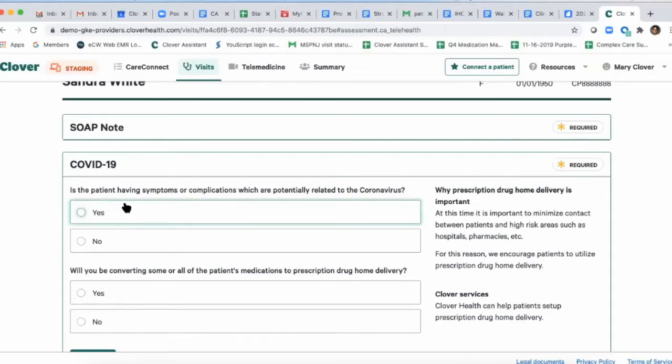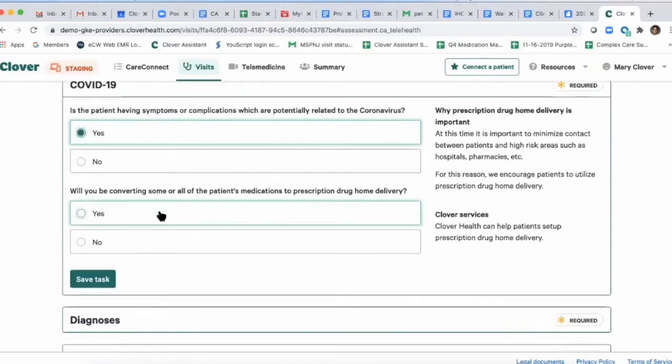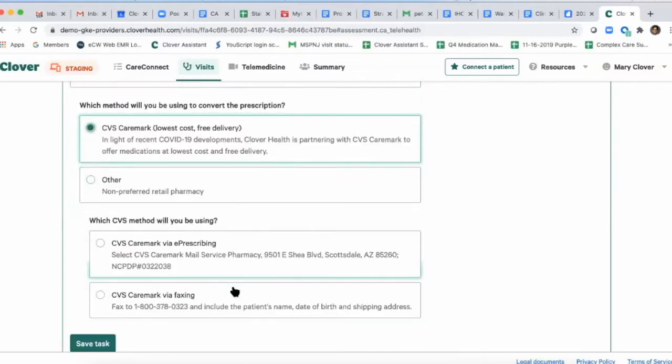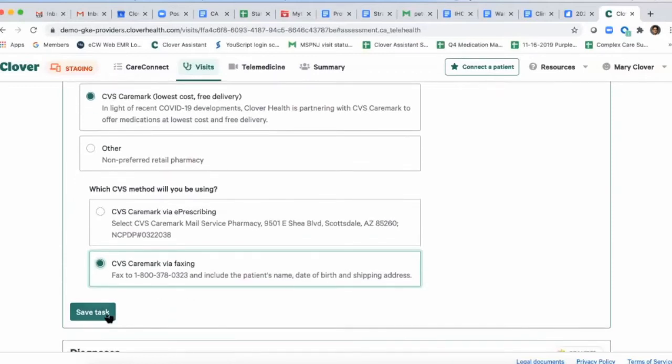So you can note here whether your patient is having COVID-like symptoms. And you can also note here whether you would be doing things that might be important for the member in the setting of COVID, like converting all the members' medications to prescription home delivery, as opposed to having your member go out of the home to receive his or her medication. So you could say yes, and it will tell you what is the lowest cost option for your patient, CVS Caremark. And there are different ways. You could e-prescribe to CVS Caremark, you could fax to them in this example. So it'll give you exactly the information you need to do mail order and do it at the lowest price, which your patient, I'm sure, will appreciate.